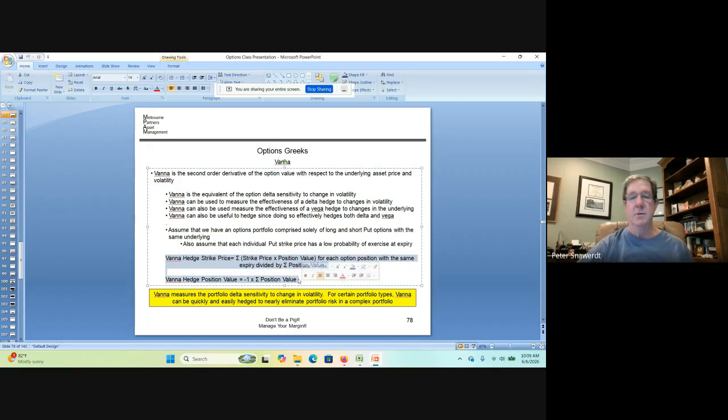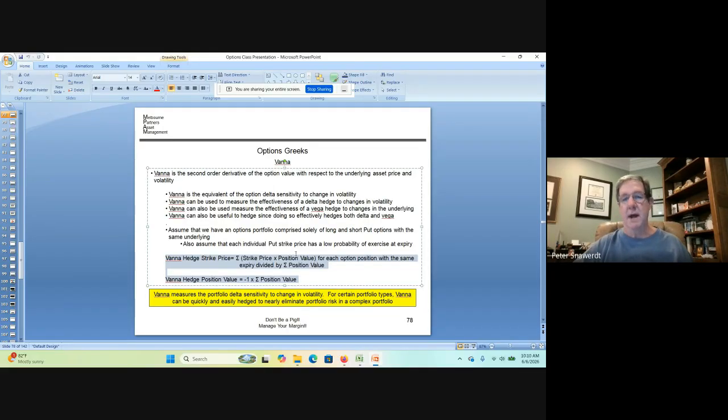Need to compute the strike price for the Vanna hedge. And the strike price is the sum of the strike prices times the position value for each option with the same expiration divided by the sum of the position values. Okay, we'll say that again. Pick an expiration, one expiration. Don't do this across multiple expirations because it only works for one. And then after you're done with that one, go to the next one and go to the next one if you've got multiple expirations in your portfolio.